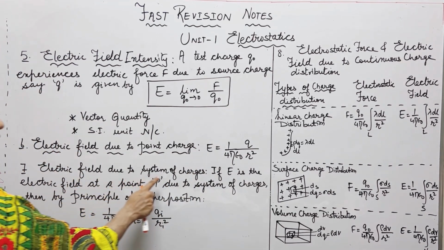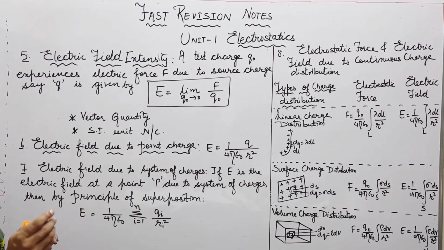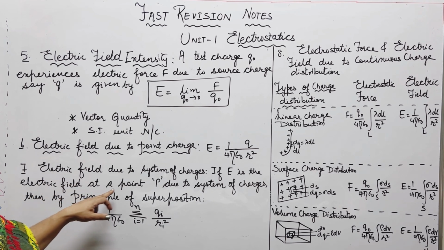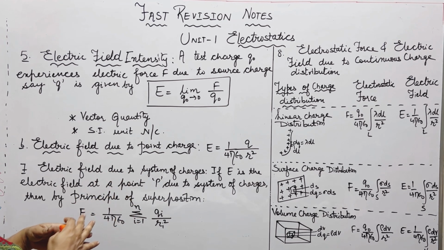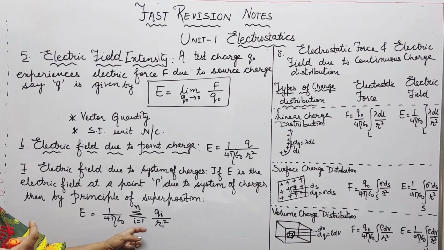Electric field due to system of charges. Again, it is the superposition principle in the case of electric field. E is the electric field at a point, say P, due to a number of charges. According to the principle of superposition, you can individually add those electric fields, and the total electric field is given by 1 by 4 pi epsilon naught summation i is equal to 1 to n qi by ri square.